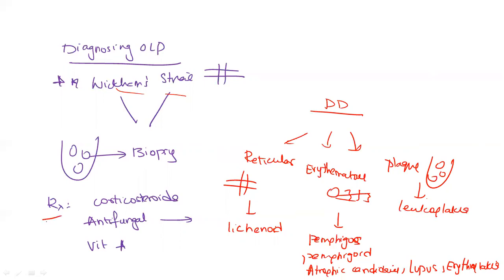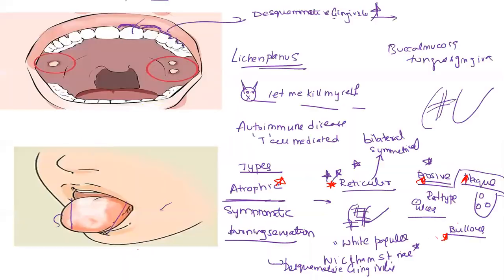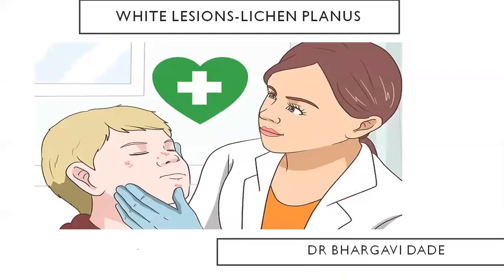Now, the treatment for this is corticosteroids, antifungal therapies given mainly to remove candidal colonization, and vitamin A supplements are also given. So I hope you have understood and are clear about lichen planus.